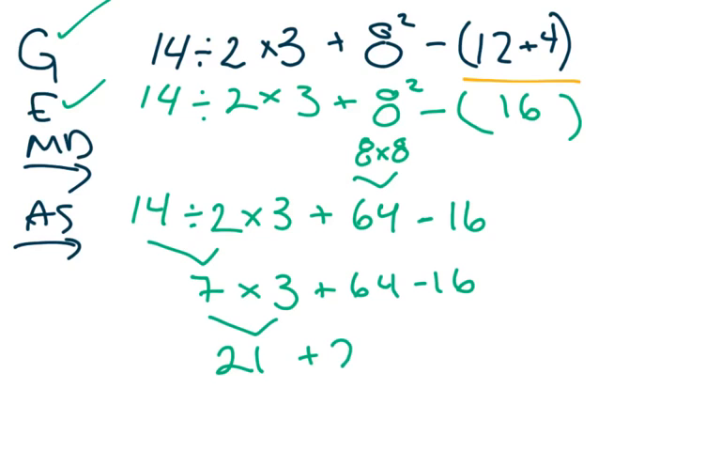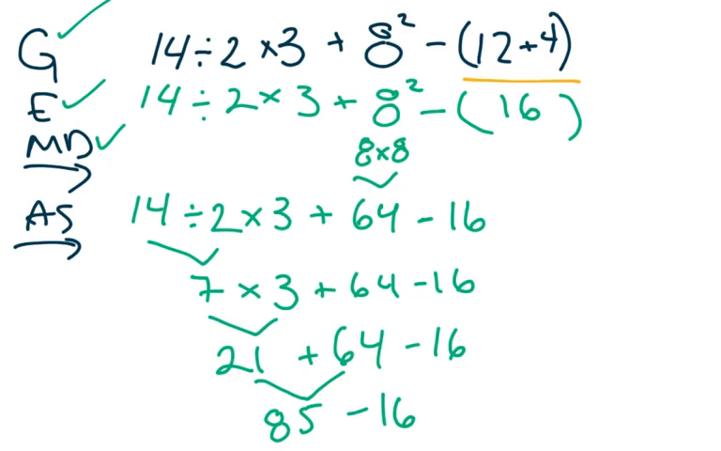21 plus 60, whoa, that's not a 6, plus 64 minus 16. No more multiplying and dividing. Check it off. Adding and subtracting, whatever comes first as I read left to right. 21 plus 64 is 85, minus 16 is going to be 69. There's my final answer.